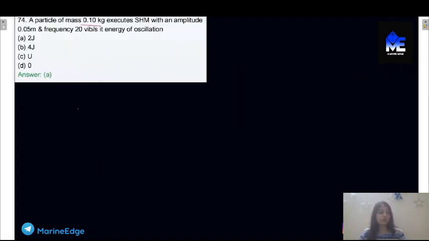Now, moving on. Let's see. A particle of mass 0.1 kg executes an SHM with an amplitude of 0.05 meters, and the frequency is given as 20 vibrations per second. Now, it is asking for the energy of oscillation. What is the energy of oscillation? Again, a formula based question: 1 by 2 m omega square a square.